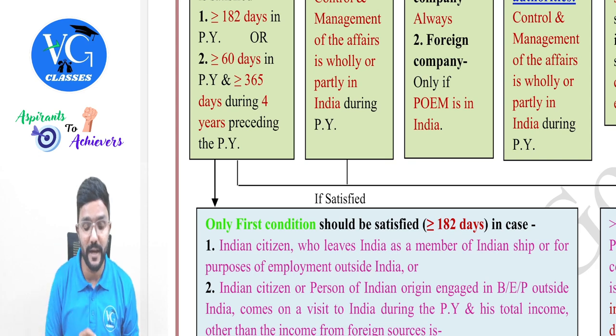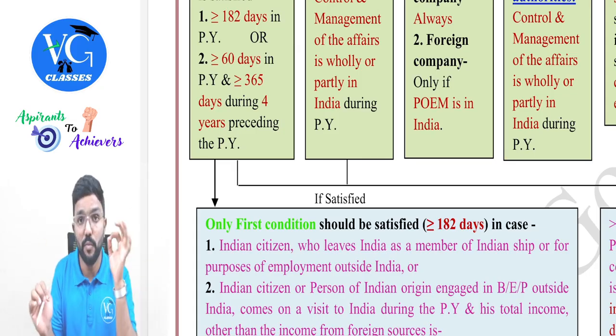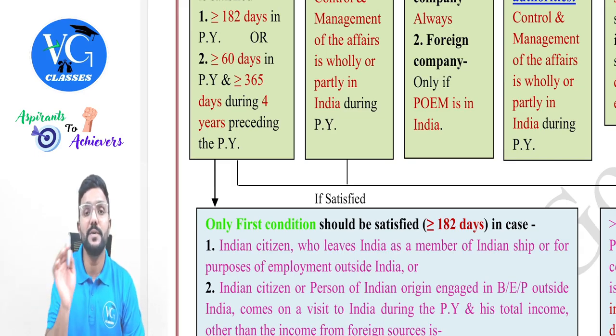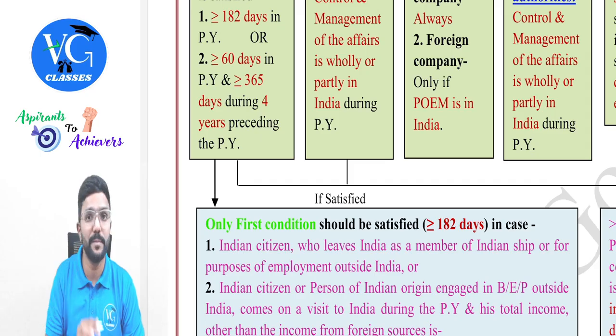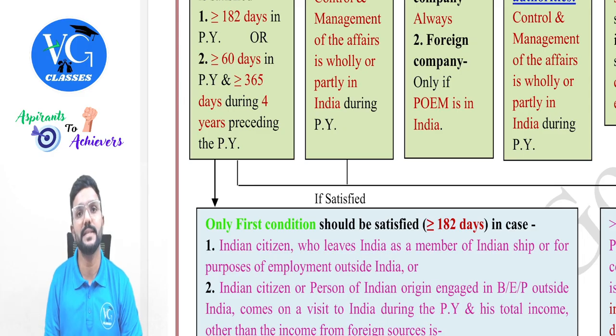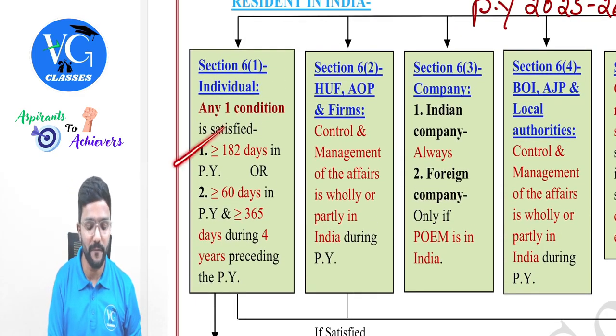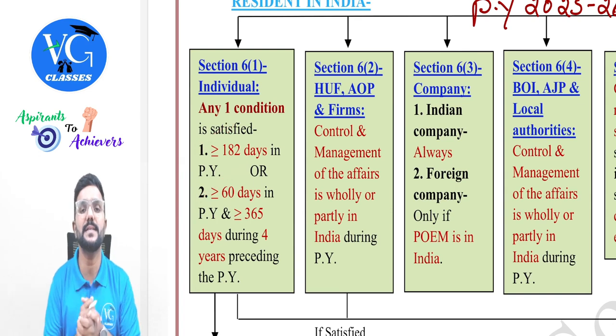Okay, sir. And please be careful. Both of this condition has to be satisfied. Means the second condition has two cumulative points. Both of them has to be satisfied, guys. For example, sir, an individual was in India for 60 days or more during previous year. But in last 4 years, they were not in India for 365 days. Is second condition satisfied? No, guys. Second condition is not satisfied. Is that clear? Yes.